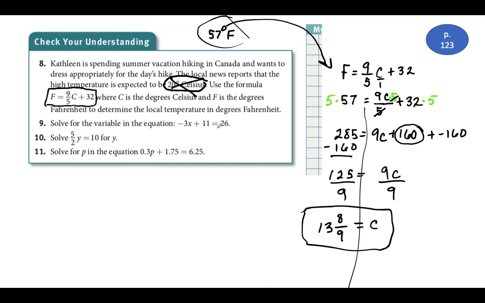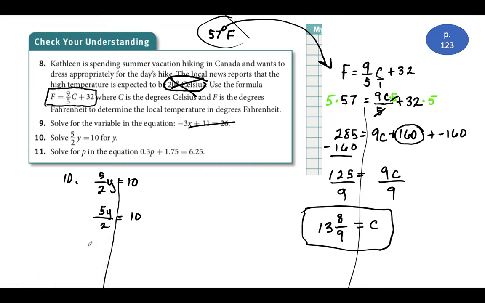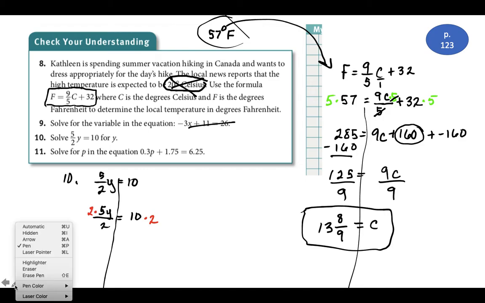All right. I'm not going to do this one. Too easy for you. I'm going to do number 10. Number 10, we have 5 halves y is equal to 10. So I can multiply 5 halves times y and get 5 times y over 2 is equal to 10. And again, every time I have a fraction, I always have the ability to get rid of that fraction by just multiplying every term by the number in the denominator as my very first step. Not later, but right now as my very first step.